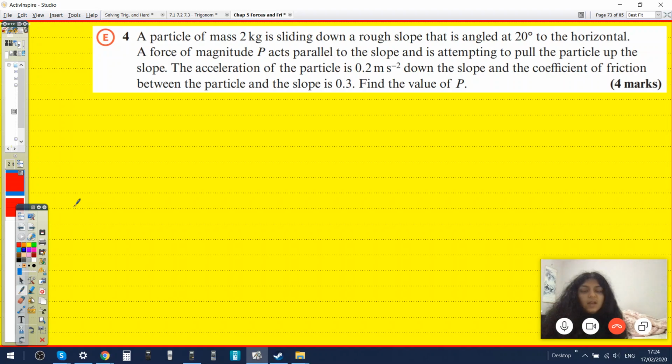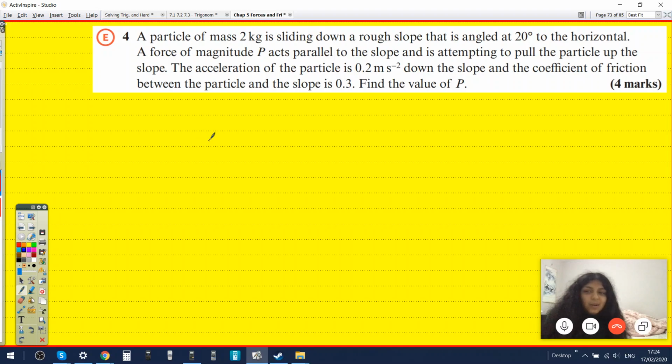I don't understand. If the particle's sliding down, but the force is pulling the particle up, does that mean the force P is the friction force? I just assumed it was a separate force. That's what I thought as well, but it says the particle is sliding down, but then it says the force is attempting to pull the particle up the slope. So all that tells me is that P plus F is less than the opposing force.